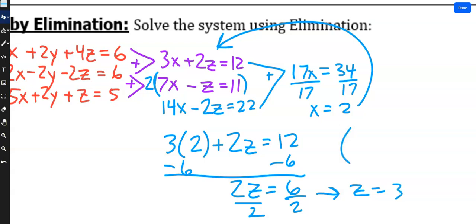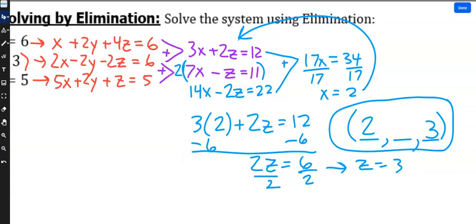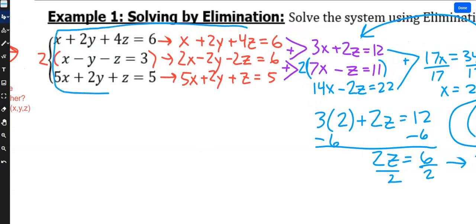Now remember, we said that the final answer would be an ordered triple. Well, we just found out that the x value is 2, and the z value is 3. You might as well go ahead and put those two parts in there. I still don't know what y is. How am I going to figure that out? Oh, go back to the beginning. Pick one of your equations from the beginning. You can pick that one right there. In fact, you can pick any of these equations. Obviously, some of them are just duplicates, but any of those would work.